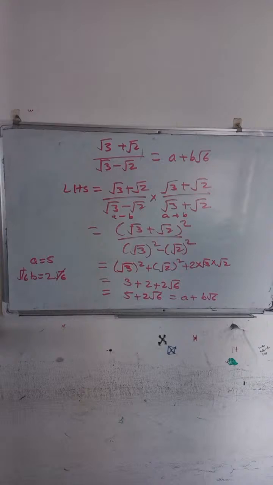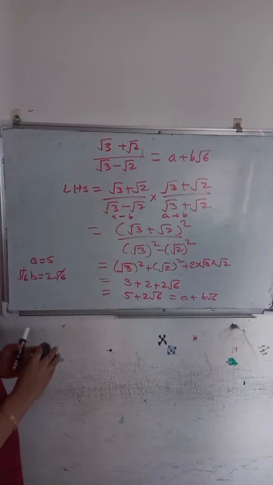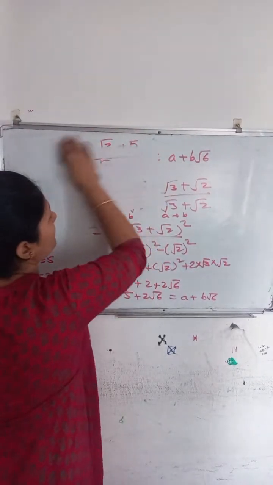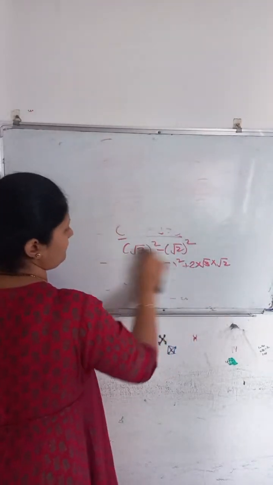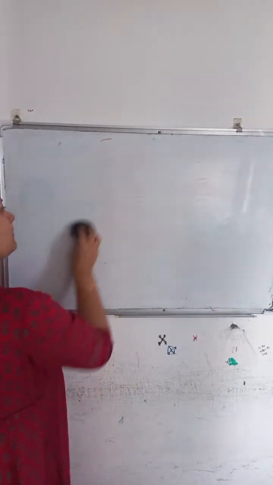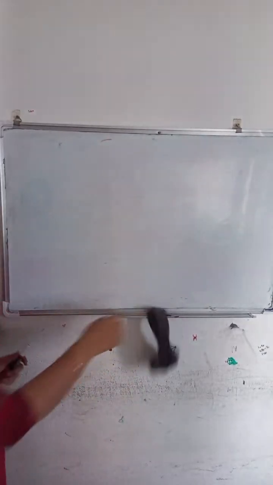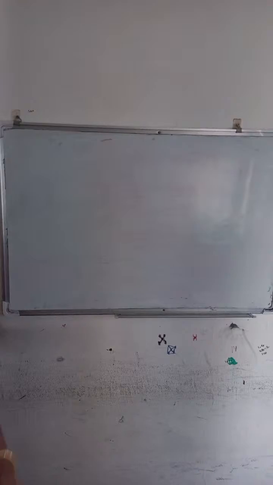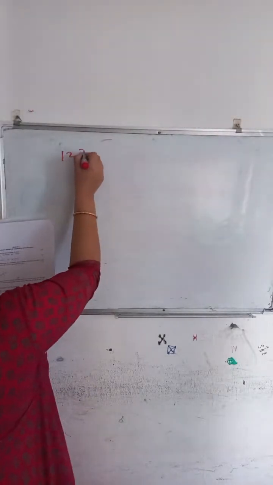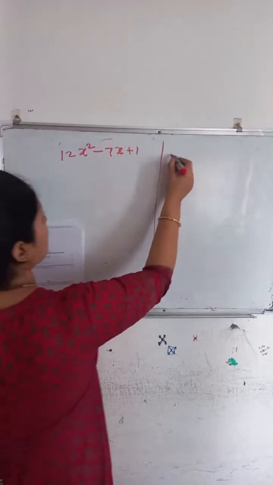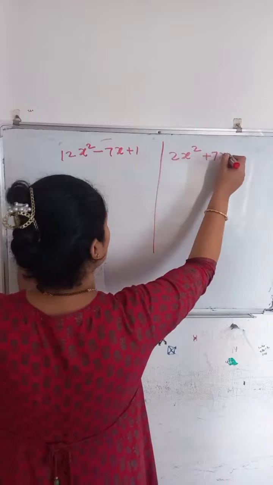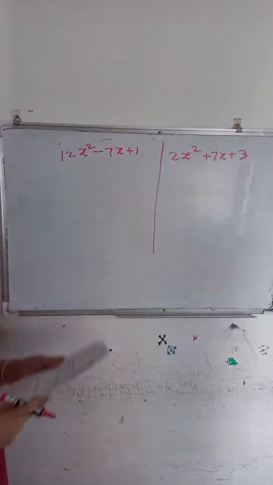There is one more question, which is for 3 marks, that I will solve first. They are asking to factorize. Each question is for 1.5 marks. I will write the question and then we can solve it. Here we have 12x² − 7x + 1, and 2x² + 7x + 3.